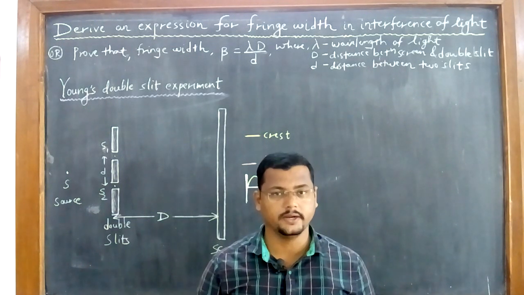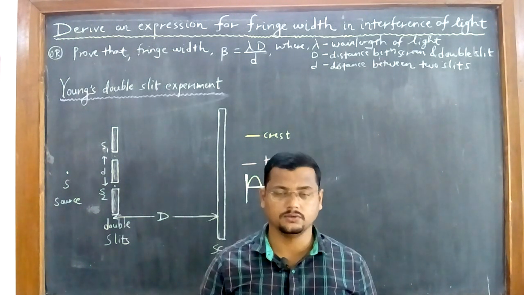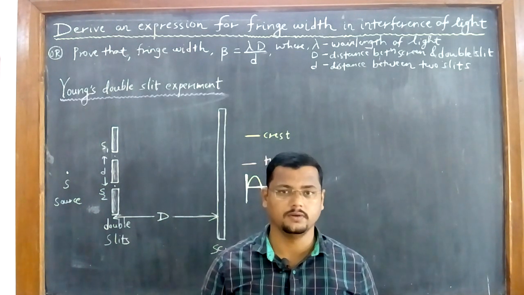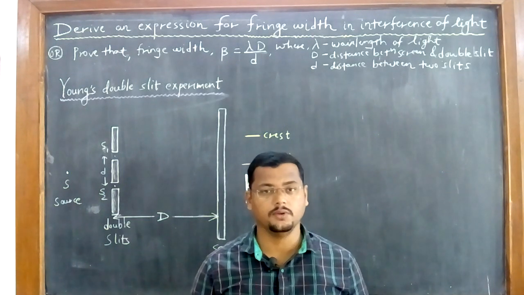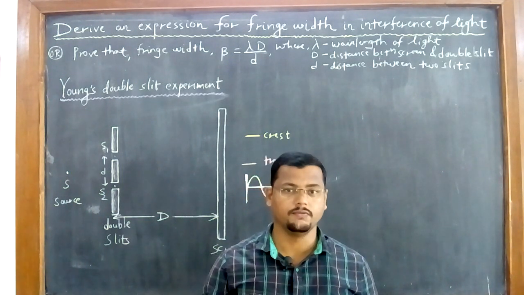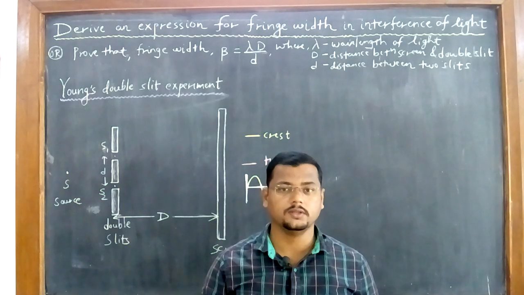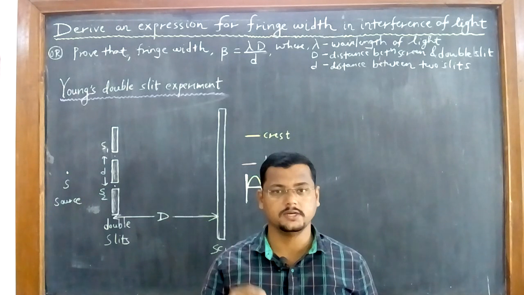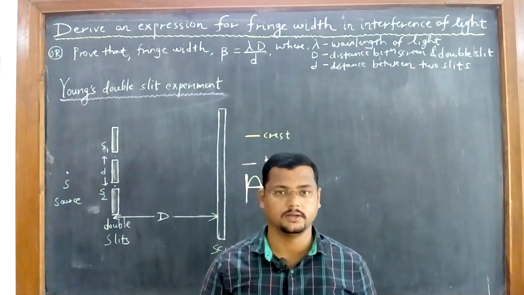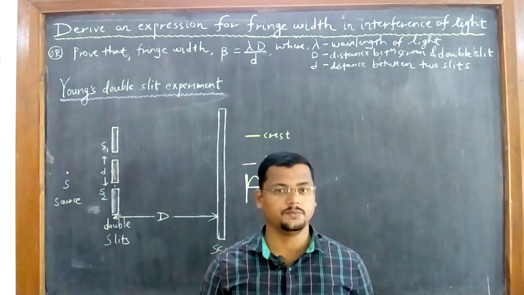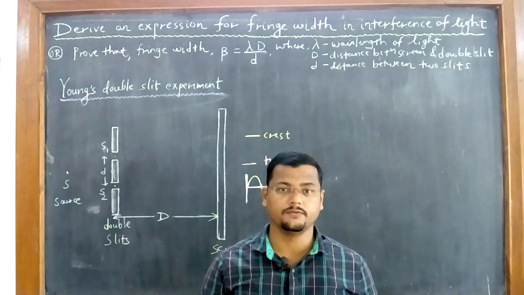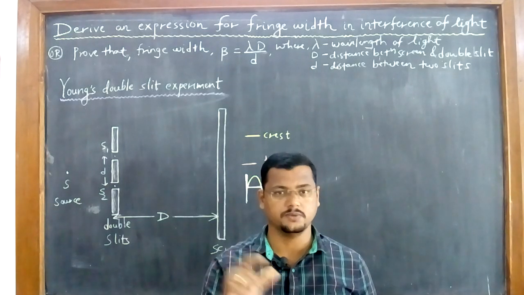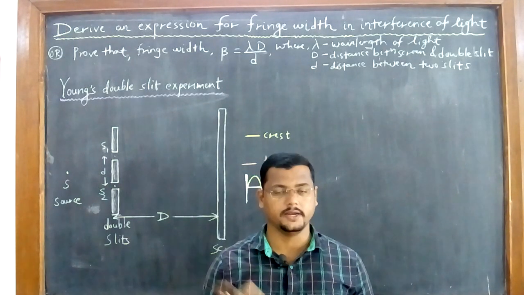So what is that derivation title? Derive an expression for the fringe width in case of the interference of light. The question will come in your mind, what is the meaning of fringe width? This fringe width can be explained if you know the Young's double slit experiment in interference of light. Directly you cannot understand the fringe width concept. To understand it, you must know the Young's double slit experiment. Young is the name of the scientist here.